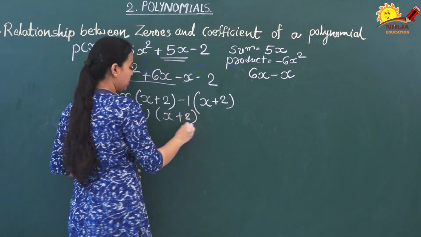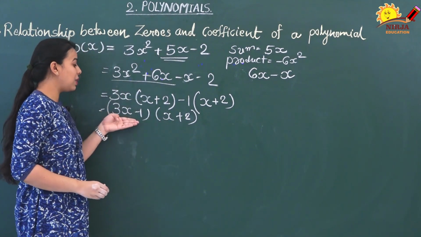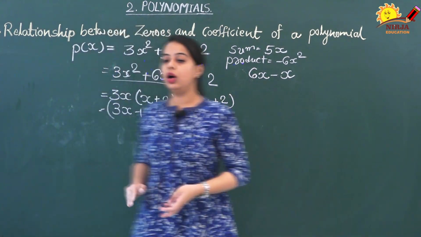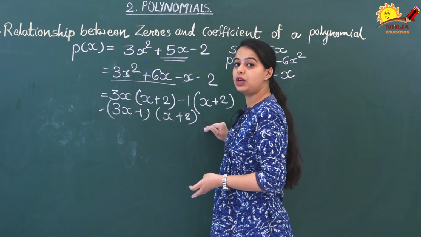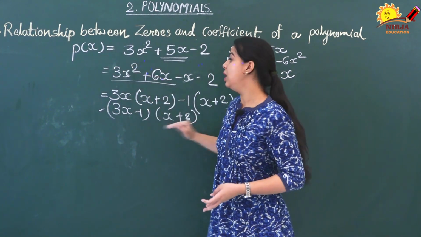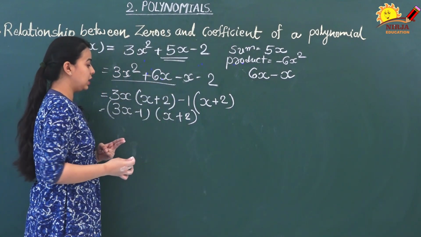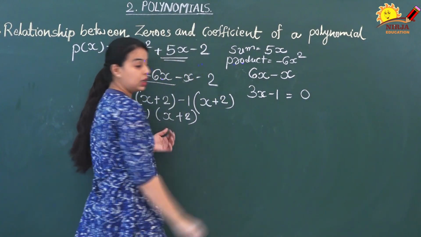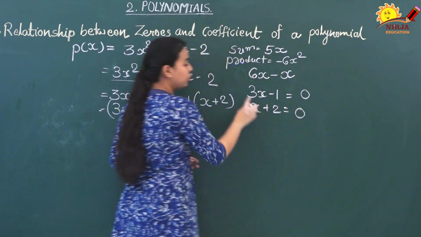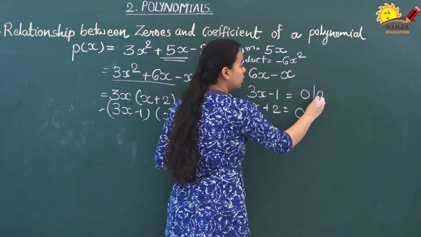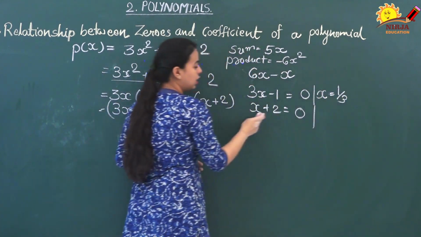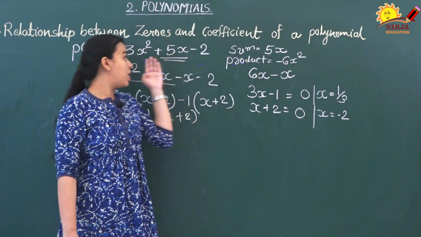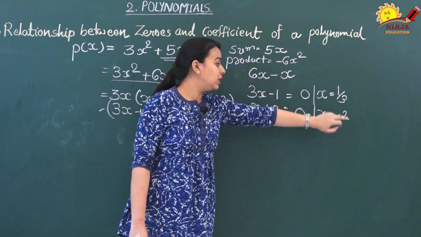x plus 2. That means if 3x minus 1 is 0, then we are going to get p of x as 0. Or if x plus 2 is equal to 0, then also this p of x will become 0. So here we have two possibilities, either 3x minus 1 is equal to 0 or x plus 2 is equal to 0. If 3x minus 1 is equal to 0, then we can conclude that x is equal to 1 by 3, and here x is equal to minus 2. So we got two zeros for this quadratic polynomial, which are 1 by 3 and minus 2.